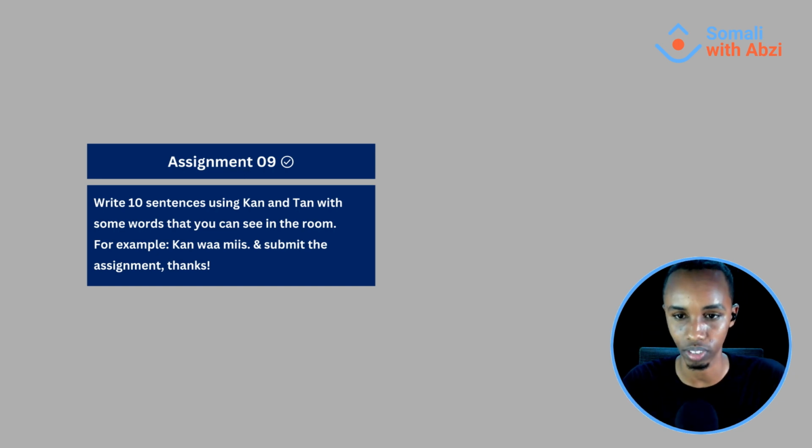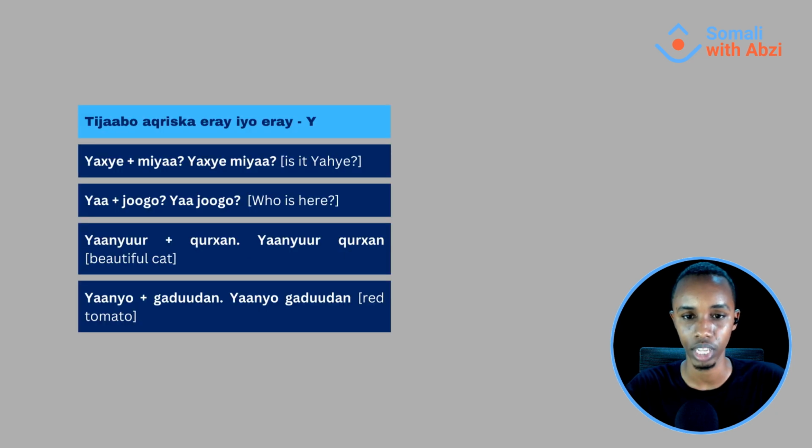So what you're going to do is write 10 sentences using kan waa or tan waa with the things you can find in your room. Now let's go to the next part of our class, which is tijaabo akhriska eray iyo eray, ya. Reading word and word, letter ya. Let's practice reading eray iyo eray test together, starting with the last letter in the Somali alphabet, ya.